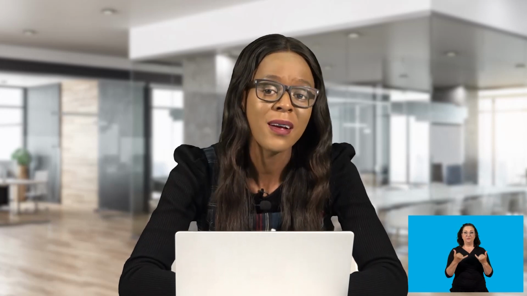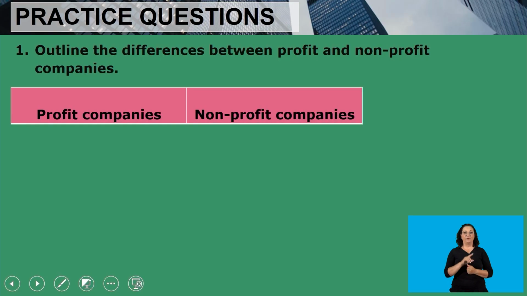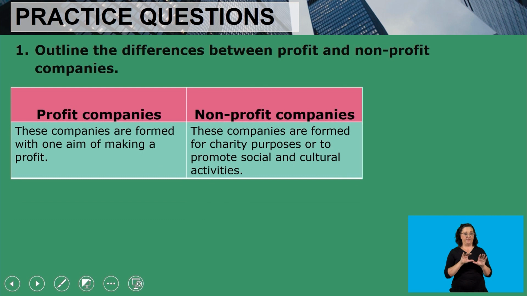Today we will be doing forms of ownership, but we will be looking at 3 forms of ownership, which are personal liability company, private company, as well as public company. But we will be looking at the application as well as practice questions. Now let's start. Our first practice question says, outline the differences between profit and non-profit companies.